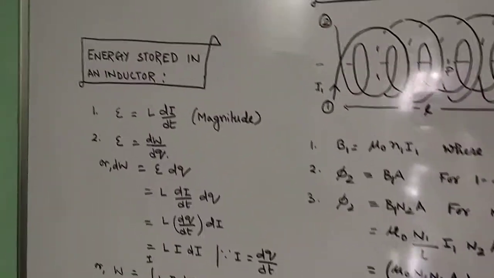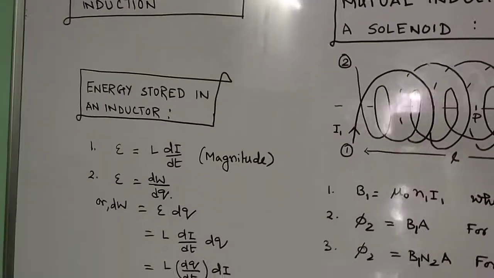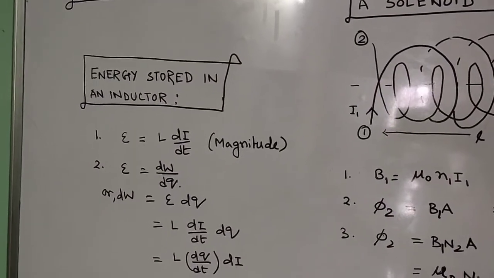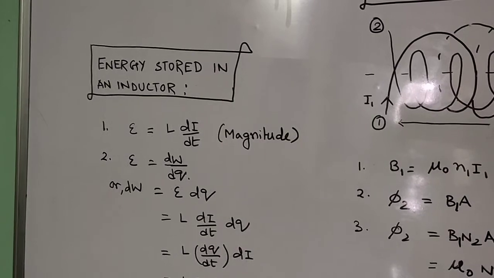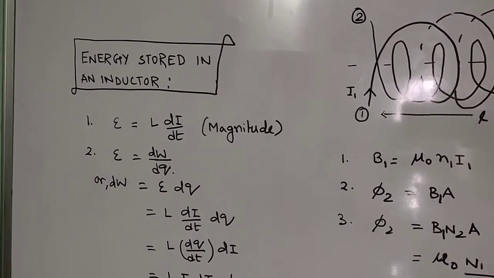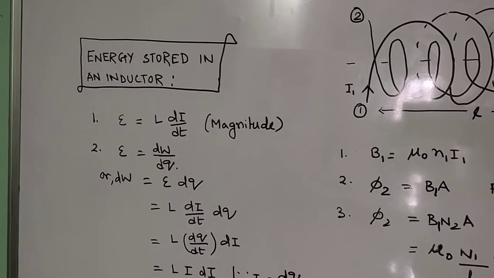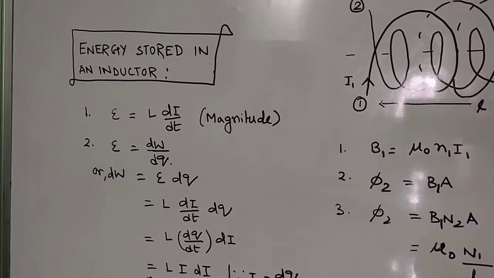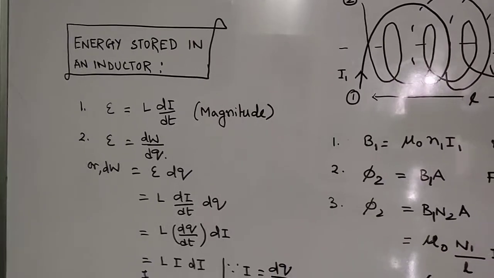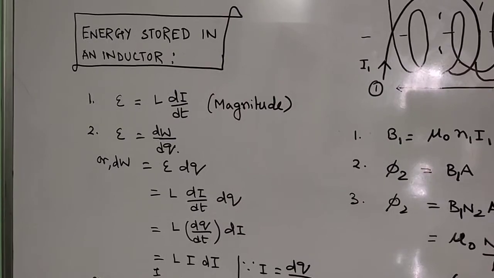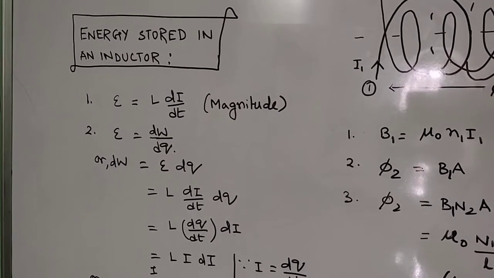Now the next topic which we are going to define, all these topics are very important: energy stored in an inductor. So already you have defined the Faraday-Lenz law, E equal to minus L di by dt. We are considering the magnitude, E equal to L di by dt. Now E is your EMF or potential, so you can write dW by dQ, work done per unit charge as per the definition of potential. dW equal to E dQ.